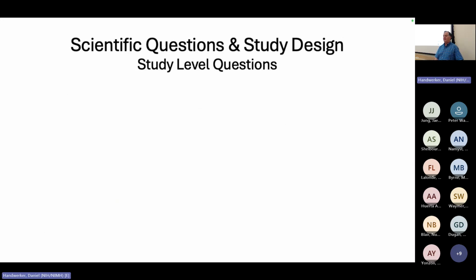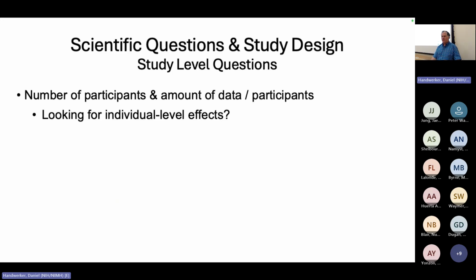Okay. So still going on this area of scientific questions and study design, there are these bigger study level questions. The stuff before acquisition was like, what do you collect per person? What are study level questions? How many subjects do you get? And how much data per subject?